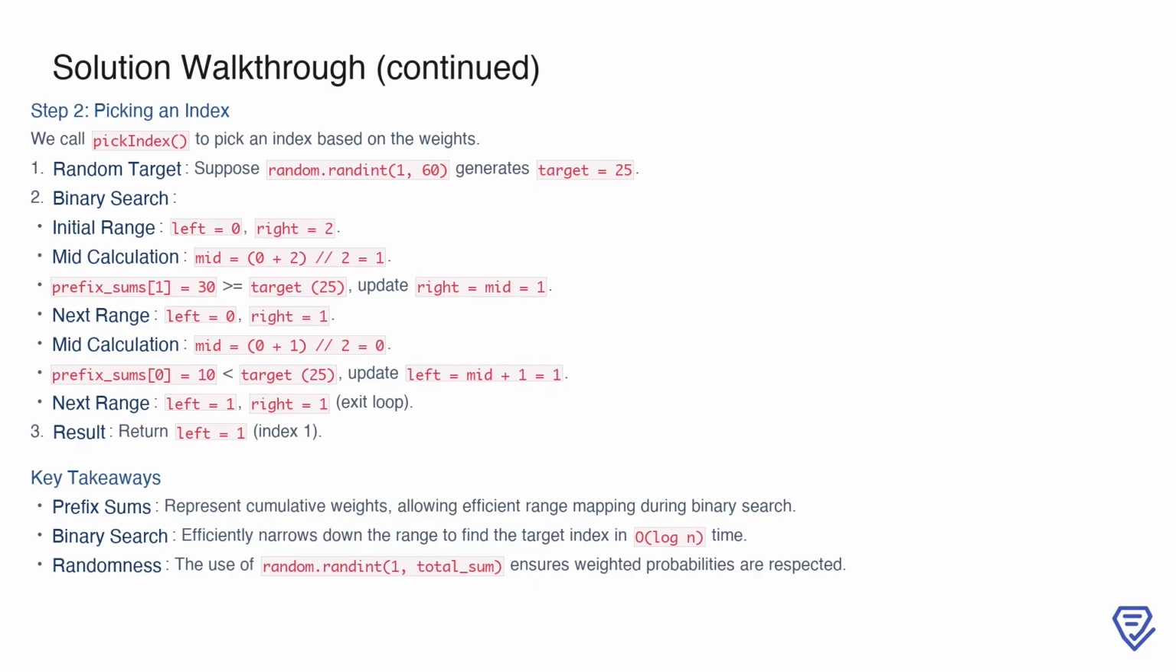This suggests that the target lies in the range of indices 0 to 1, so we update right to mid, which is 1. With the updated range, we calculate a new mid as (0 + 1) // 2, giving mid equals 0. Checking prefix_sums[0], we find that 10 is less than the target 25. Therefore, the target must lie beyond index 0, so we update left to mid plus 1, which is 1. Now left equals right, exiting the loop. The result is index 1. This process highlights how prefix sums in binary search efficiently map the random target to the correct weighted index.